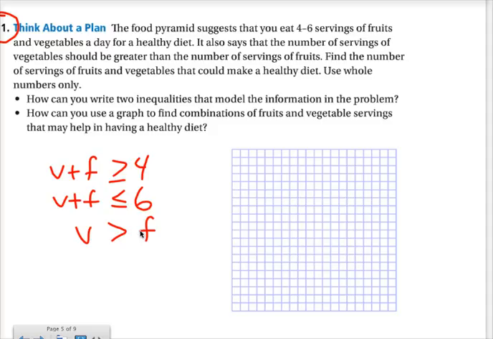So there it is. Vegetables should be greater than the number of fruits. And that's what we have here. And it says, find the number of servings of fruits and vegetables that can make a healthy diet. Use whole numbers only. Well, if you do it graphically, I'm perfectly fine with that.